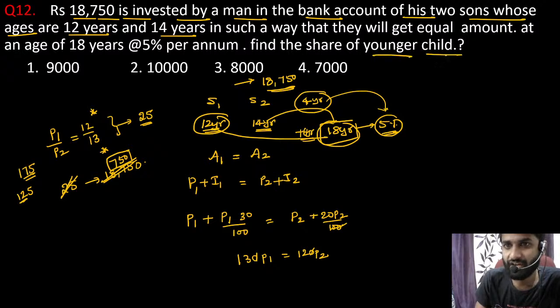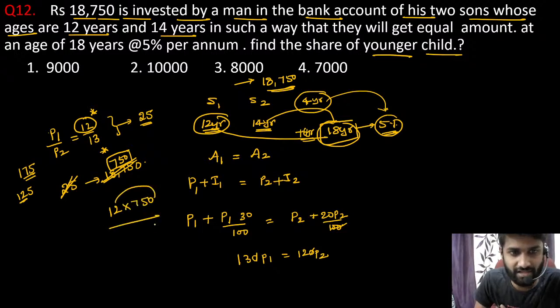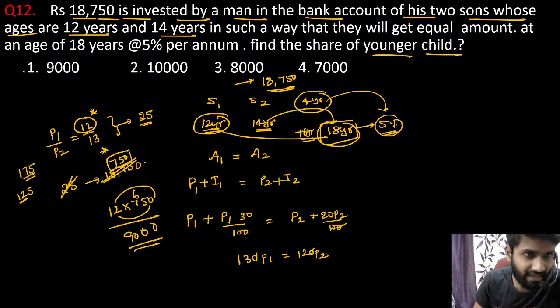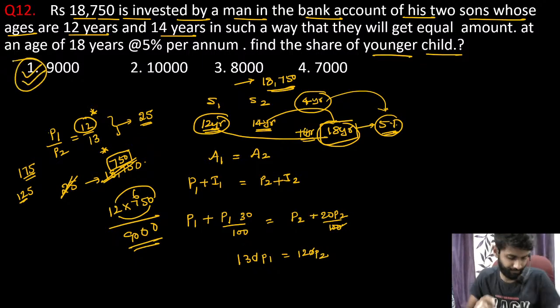Then find the share of the youngest child. The youngest child is exactly equal to 12 units. Now see, 12 into 750. 12 fives are 60. 12 sevens are 84. 84 plus 6 is equal to 90. Now the youngest child's amount is exactly equal to 9,000.